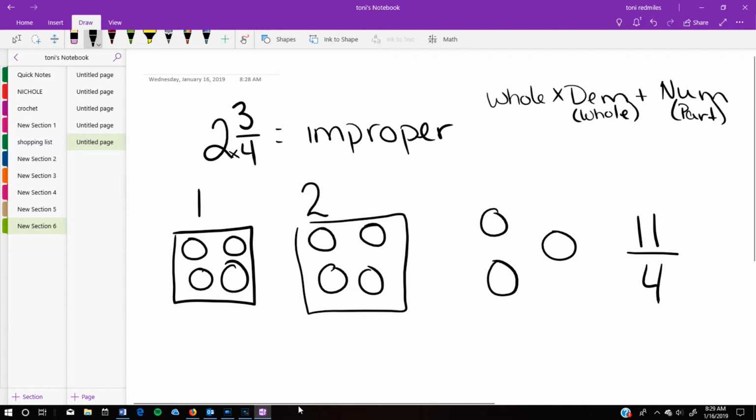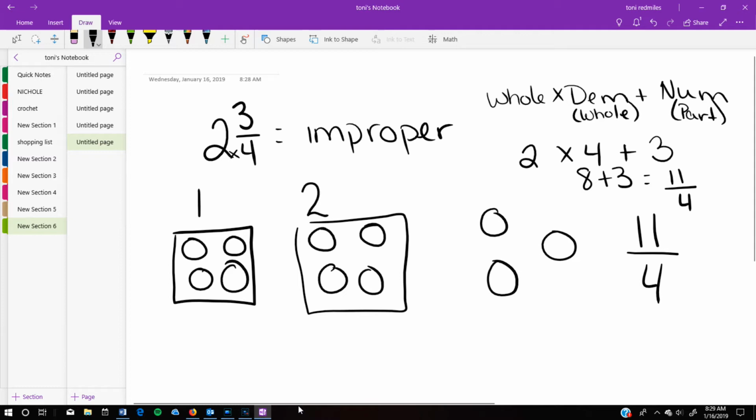So my whole number is 2, my denominator is 4, and my numerator is 3. So 2 times 4 is 8, plus 3 is going to give me 11. And I've got to put that over the whole amount that makes a bag. So yes, I've got the same answer.